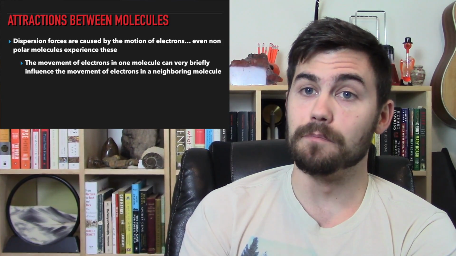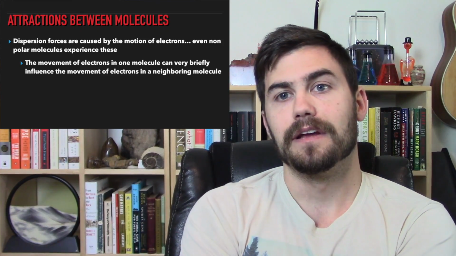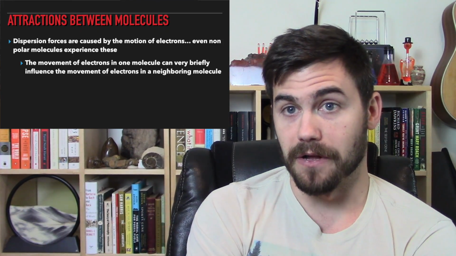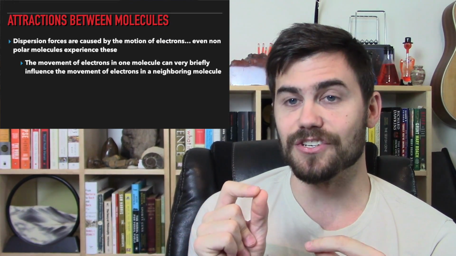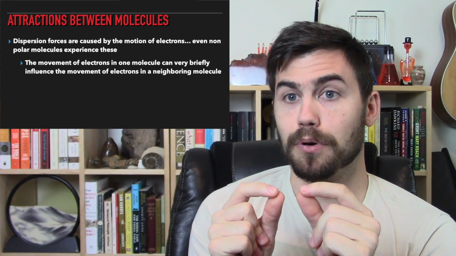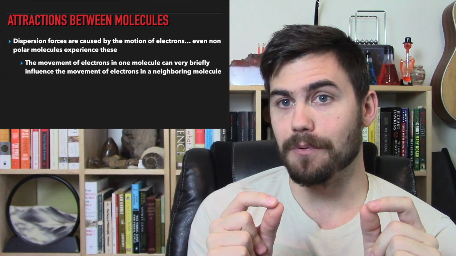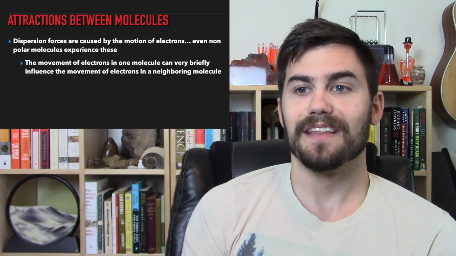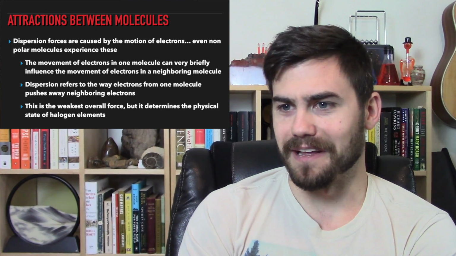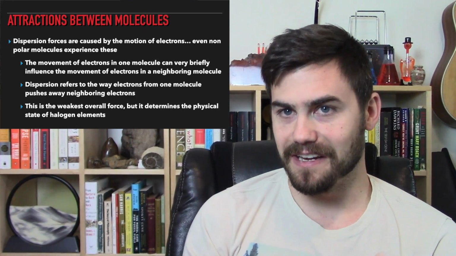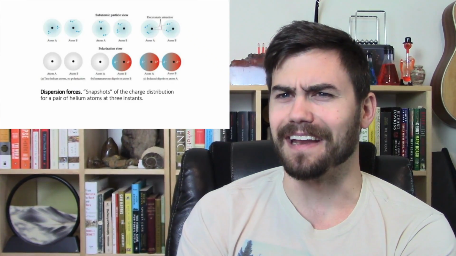What happens is the movement of an electron in one molecule can influence the movement of electrons in the neighboring molecule. Remember, electrons are negatively charged. So the location of one electron can alter the probability of where you find a neighboring electron because they're both negatively charged. They repel each other. This is the weakest kind of force, but with the halogen elements, it's very influential. We'll discuss that in just a second.